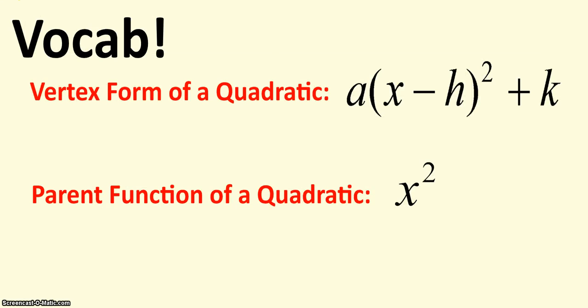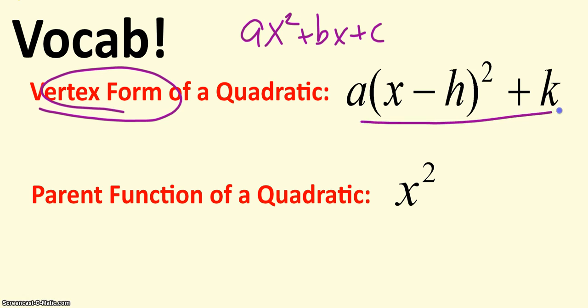So some vocabulary words that you need to know is the vertex form of the quadratic. So we have done the standard form. Standard form was ax squared plus bx plus c. Now we have a new form, the vertex form, which is a(x minus h) squared plus k. The reason it's called vertex form is because my vertex comes from the h and the k. In this equation, the vertex will be equal to (h, k).